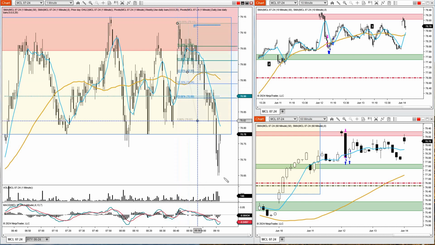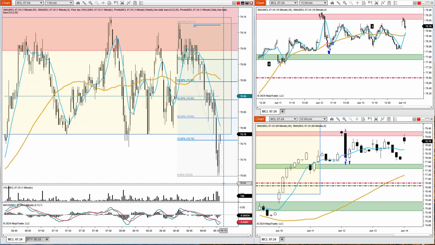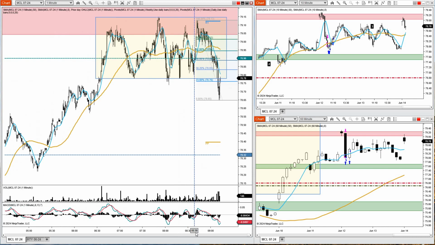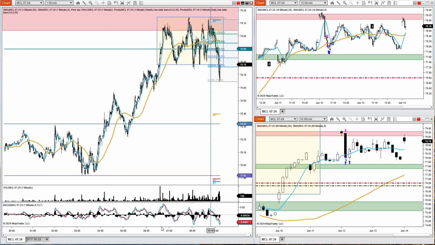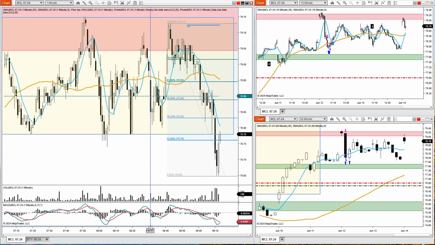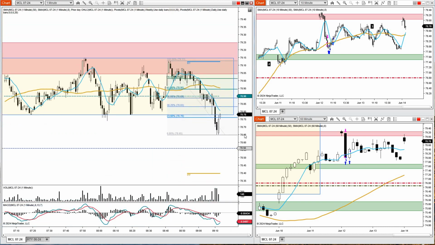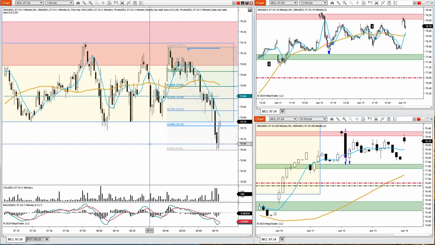So I'm going to put these fibs on. Boom. Probably start selling somewhere in this area. And have a take profit down near the 50s or that pivot point.